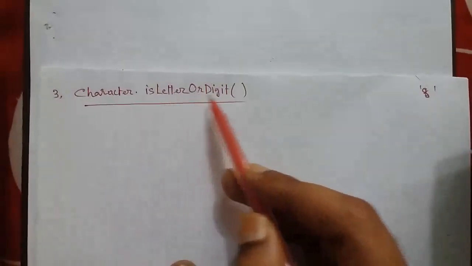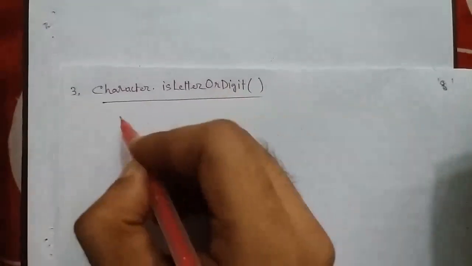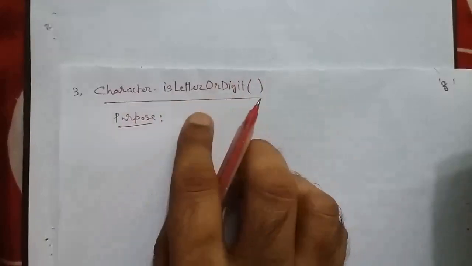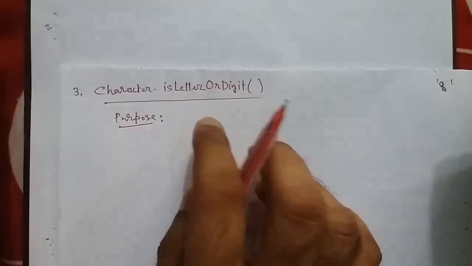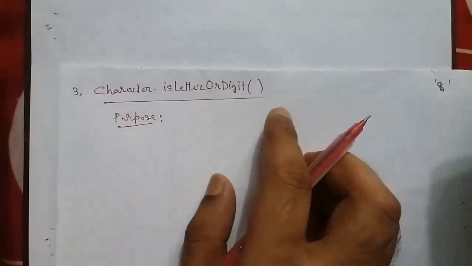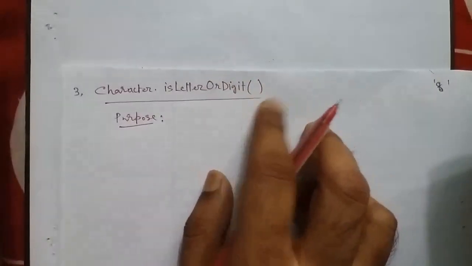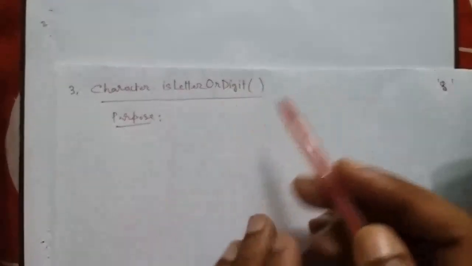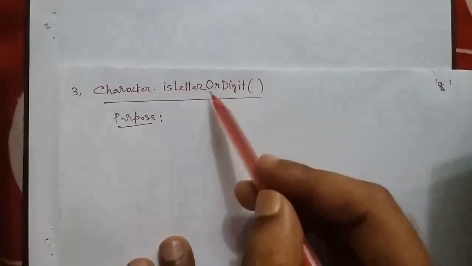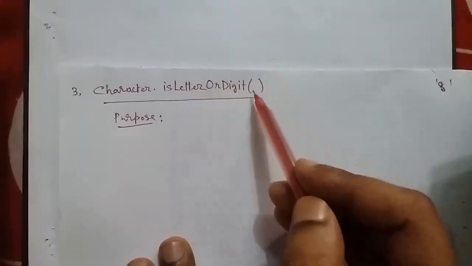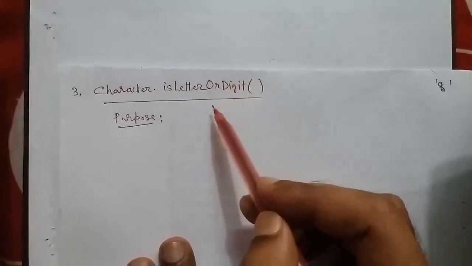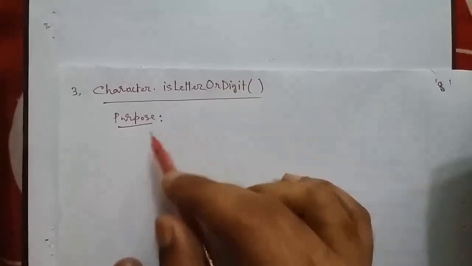Now we will discuss the method Character.isLetterOrDigit. So what is the purpose of this method? This method returns true if the given argument is either a letter or a digit, otherwise it returns false. That means this method will return true for both the letter or the digit. If the given argument is a letter, then it will return true. If the given argument is a digit, it will return true as well. So this is the purpose.